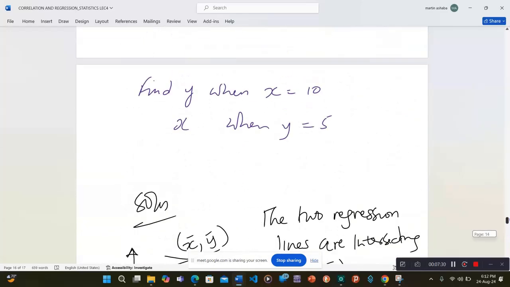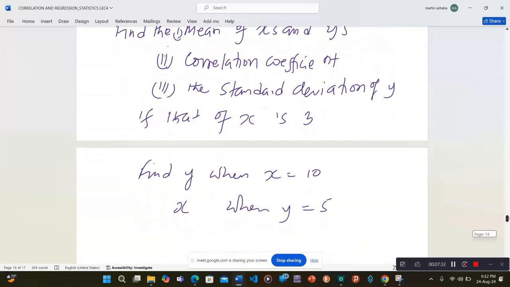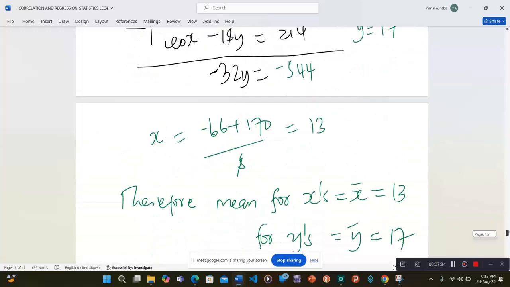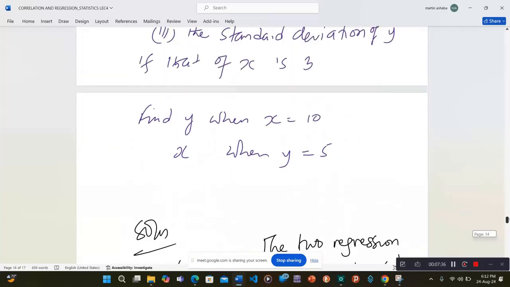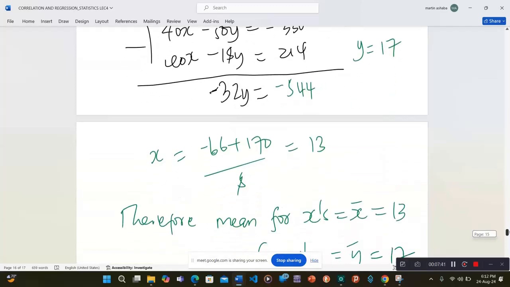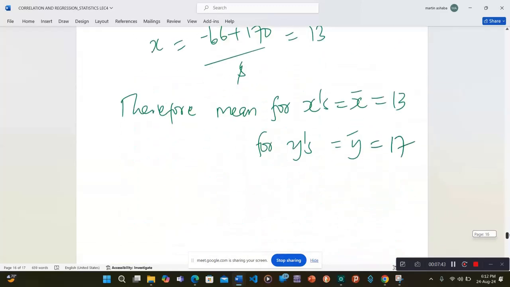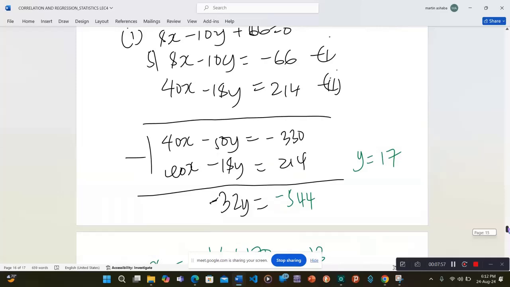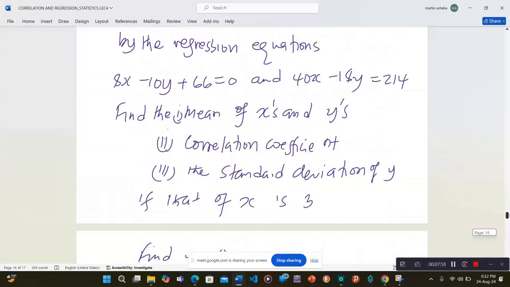This is very important to note and actually easier to do, because the moment you see two regression lines and they have told you to calculate the mean values for x and y, then just solve the two equations simultaneously, get the values of x and y, and then those will be the mean values. And that's very simple. You can even use a calculator and get those values.